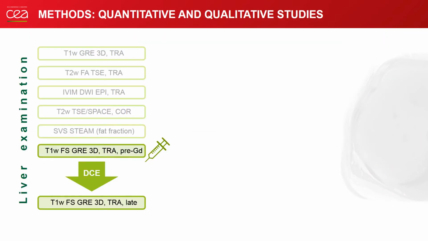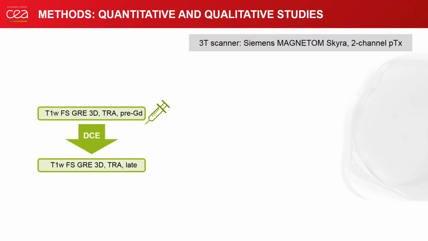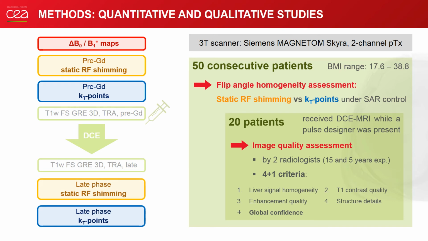Our goal was to compare the two techniques, the tailored static RF shimming and the tailored KT points, in routine operation conditions. We used a Siemens Magnetom Skyra 3T scanner equipped with 2-channel parallel transmission, and we acquired delta B0 and B1 plus maps on 50 consecutive patients. This allowed us to perform flip angle homogeneity simulations to compare the two pulse designs, just like on the previous slide. 20 of these patients received their DCE-MRI exam while a pulse designer was present, so we were able to design KT points on the fly and insert extra sequences before and at the end of the injection protocol with both pulses to assess the effect of each technique on image quality.